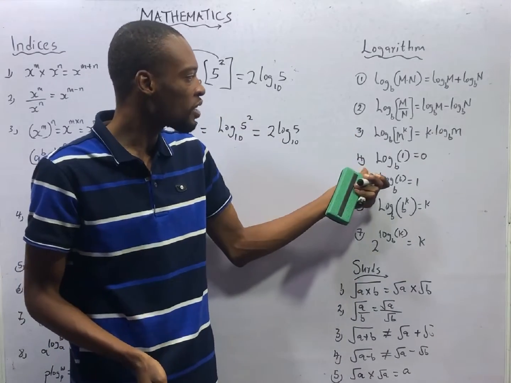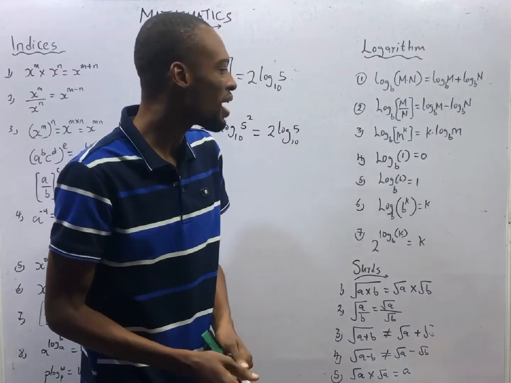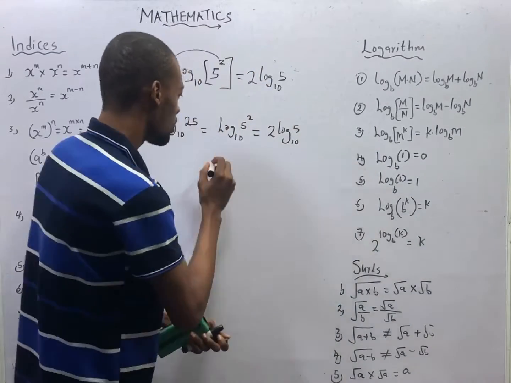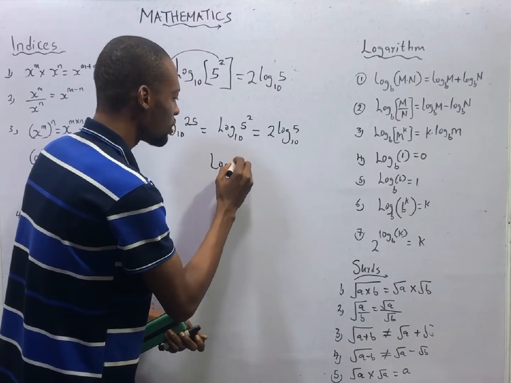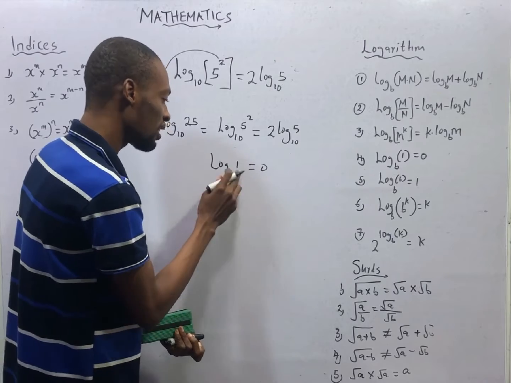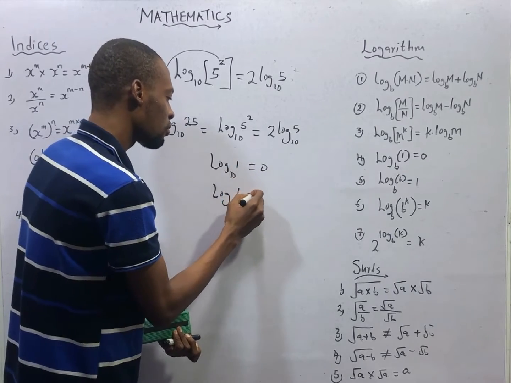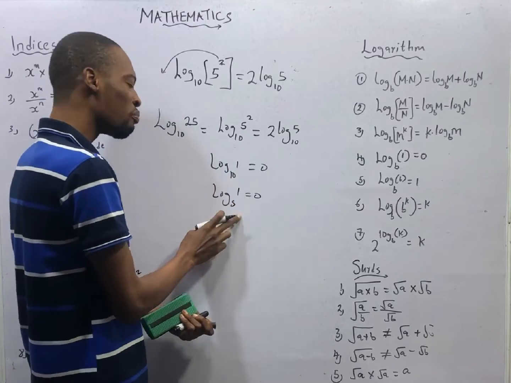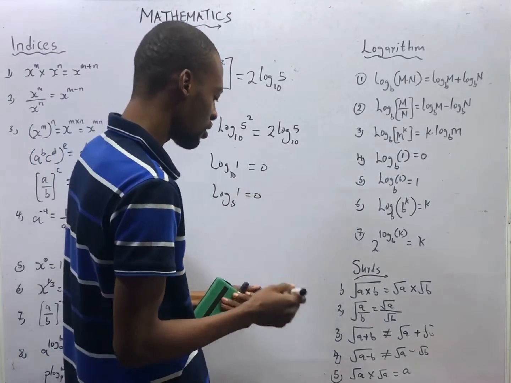And the fourth law of logarithm says that when you have log 1 to any base, it is 0, which means log 1 base 10 is equal to 0. Log 1 base 5 is equal to 0. Log 1 base 10 is 0. So log 1 to base anything is equal to 0.